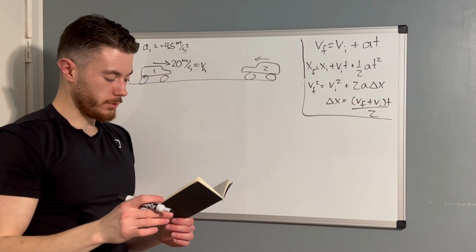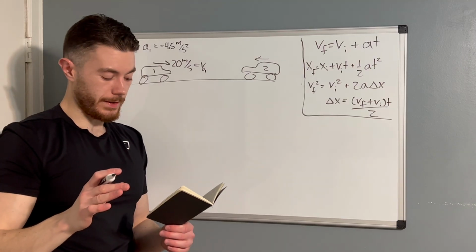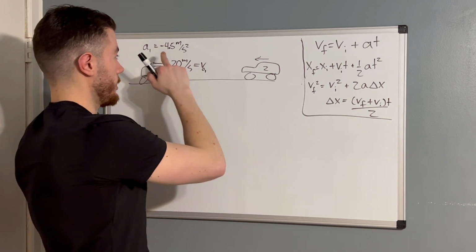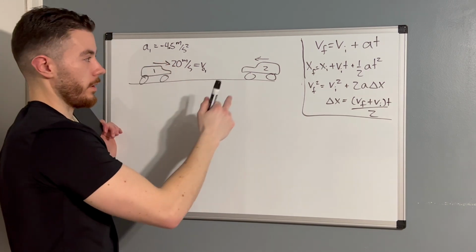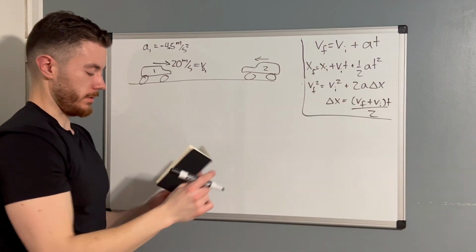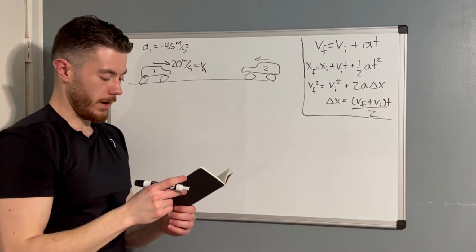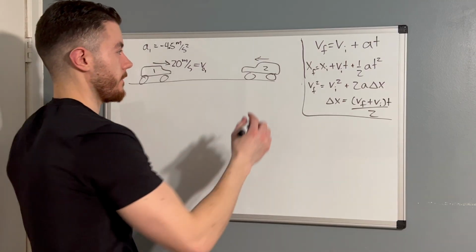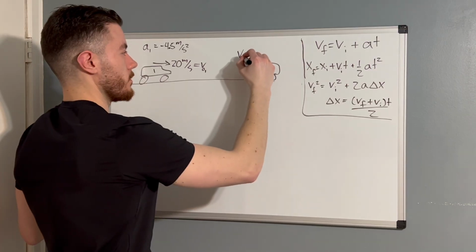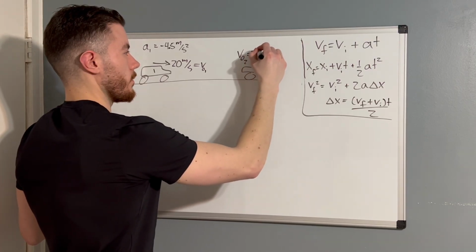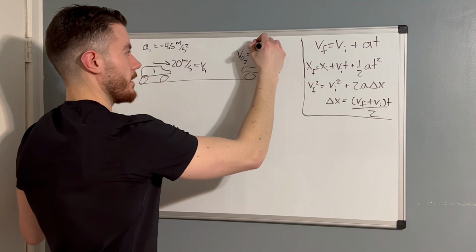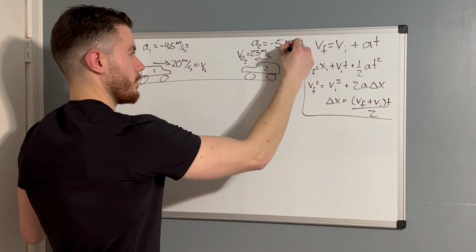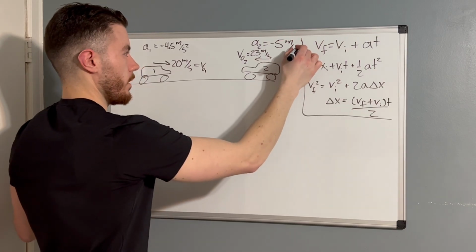The other driver also applies the brakes 1.1 seconds later. So 1.1 seconds after driver 1 applies the brakes, driver 2 applies his brakes, decelerating at 5 meters per second squared from an initial velocity of 23 meters per second. So V02 equals 23 meters per second, and a2 is equal to negative 5 meters per second squared.